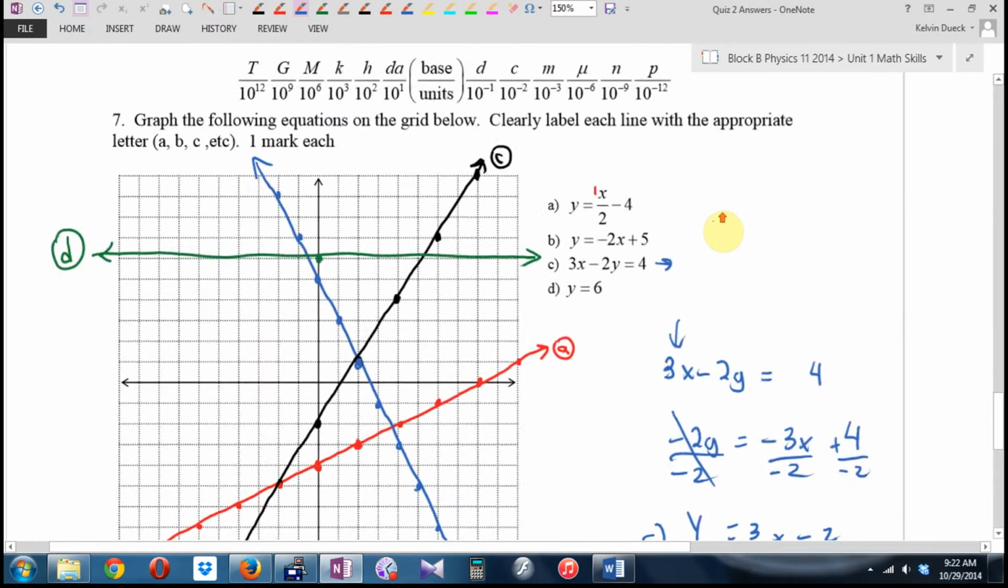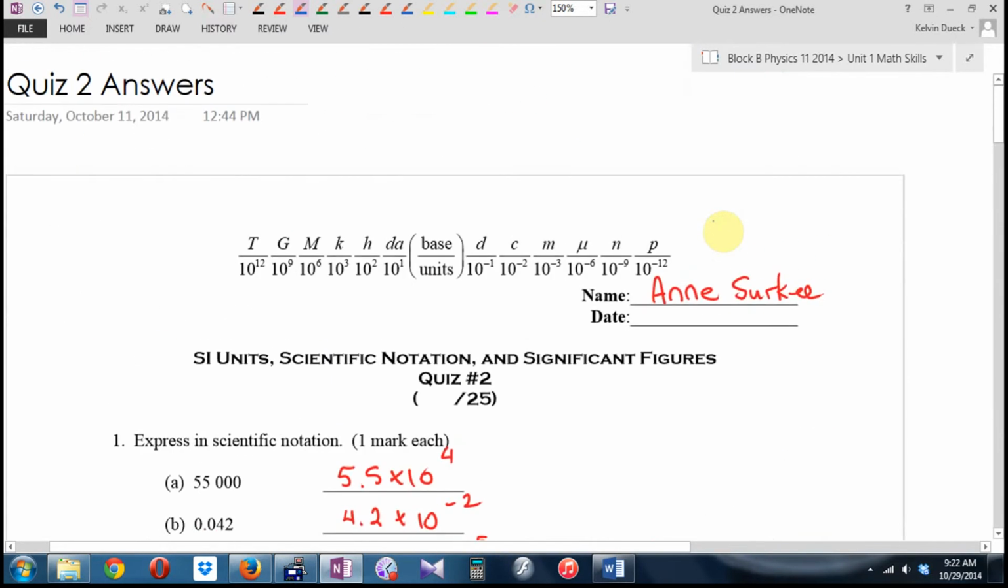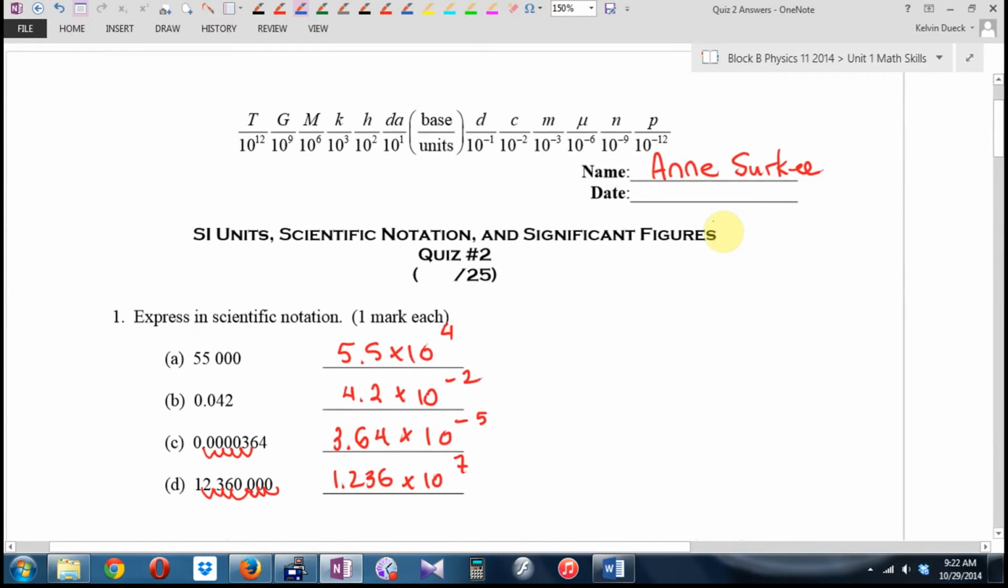Can you please give yourself a score out of 25, please?